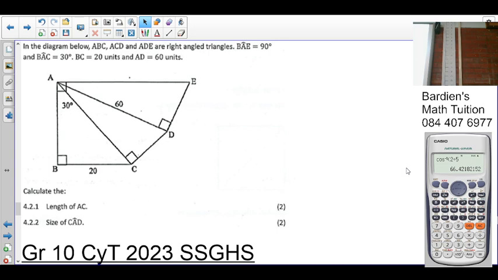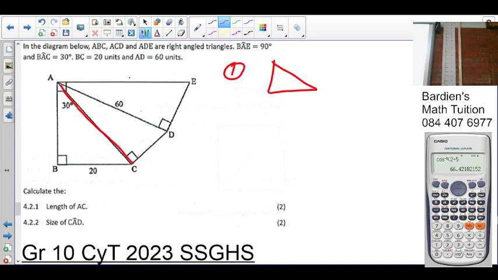In question 4.2 we are told, in the diagram below, ABC, ACD, ADE are right angle triangles. Angle BAE is 90 degrees and BAC is 30 degrees. BC is 20 and AD is 60. Okay, relax. The first one is to calculate the length of AC. So AC is this length here, not so. So you should see a triangle looking like this. There's 20, BAC is 30 degrees.